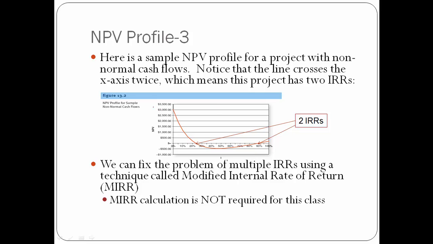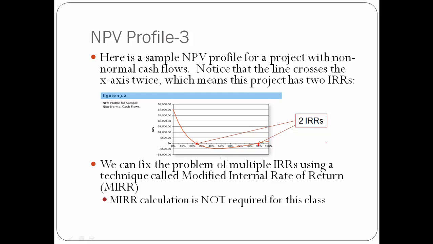So for example, this is a sample NPV profile for a project with non-normal cash flows, and the line crosses the x-axis twice. That means this project has 2 IRRs. So one is here, and then the other one is here. Having 2 IRRs for one project can be a little bit confusing, although mathematically both are the correct solutions that make the NPV of the project 0.